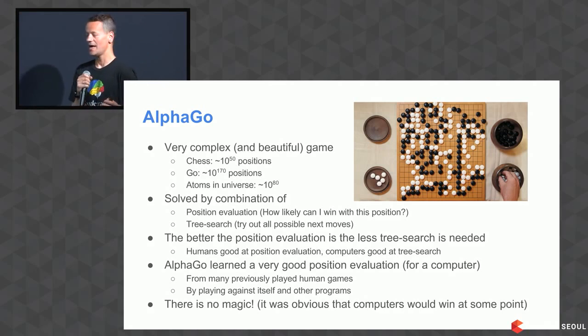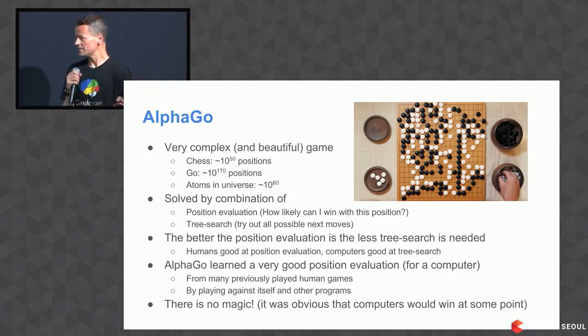But I didn't find it surprising at all. It's a combination of position evaluation, meaning you look at the board and you say, how likely can I win with this position? That's number one. You give it a score. And then the next thing is tree search. You try out all possible next moves. If you do the combination of position evaluation and tree search, you can design pretty easily a strategy that wins on any of those games, like chess or Go or checkers or whatever it is.